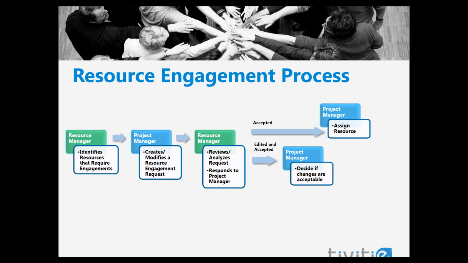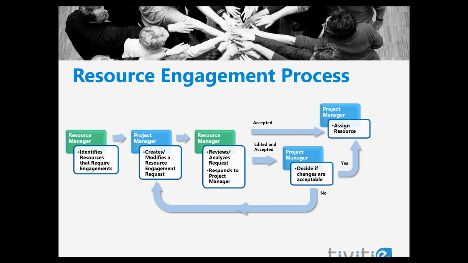Once it's accepted, the project manager then reviews the edited engagement information to determine if these new parameters work for their project. If yes, the project manager may go ahead and assign the resources to tasks and make any other adjustments needed to fit the new engagement information. If no, the project manager may modify and resubmit the engagement request.